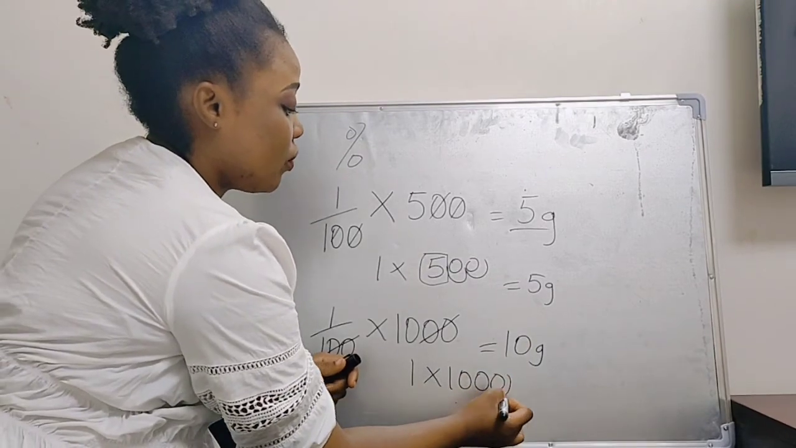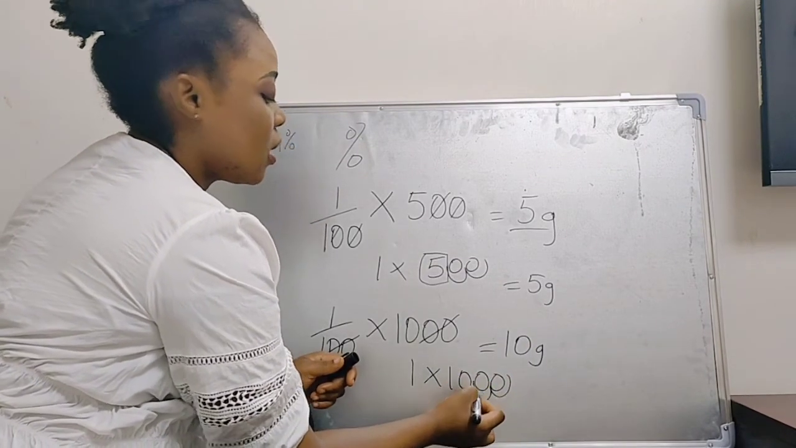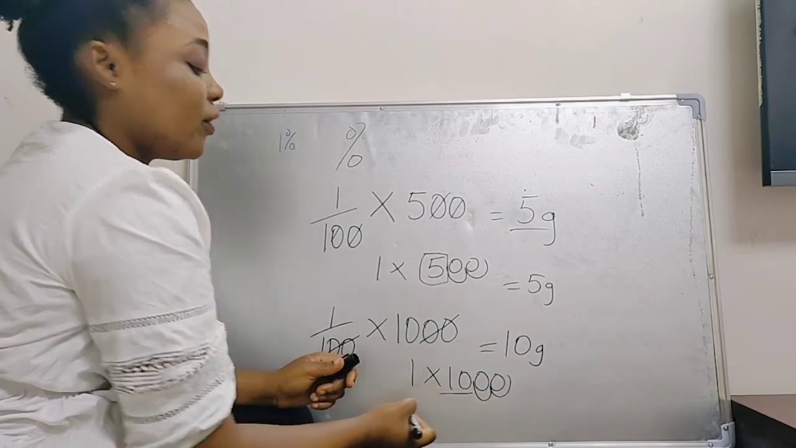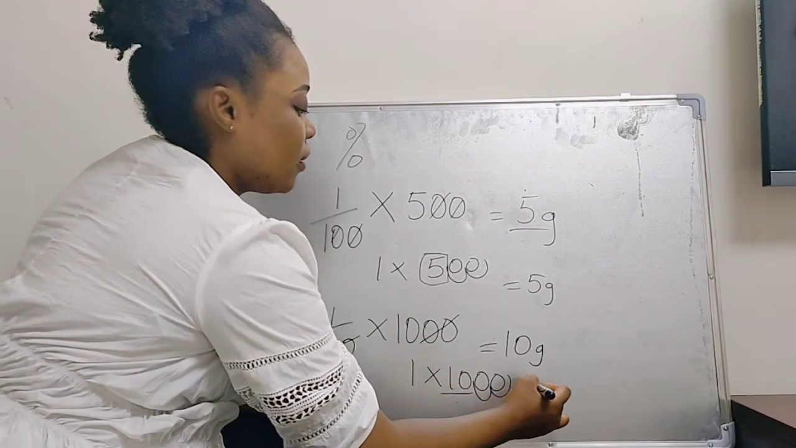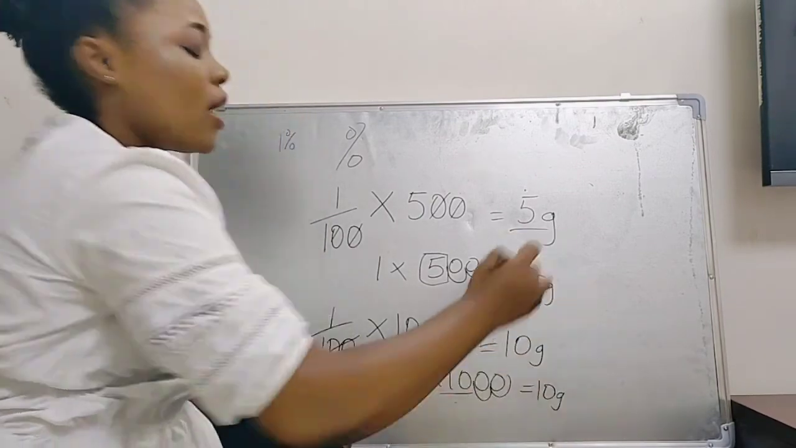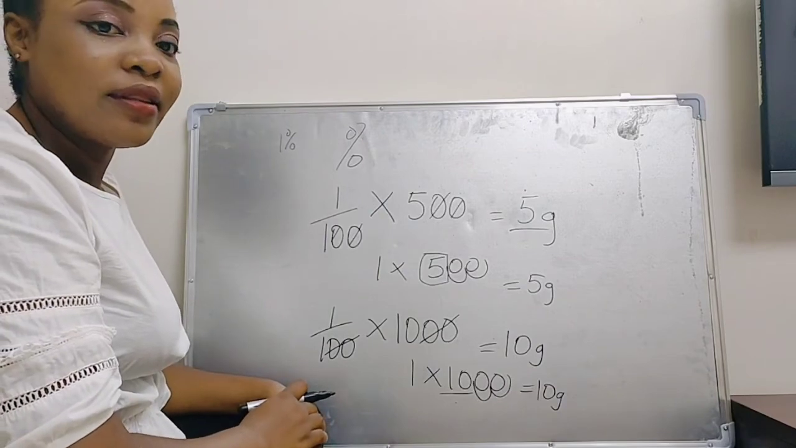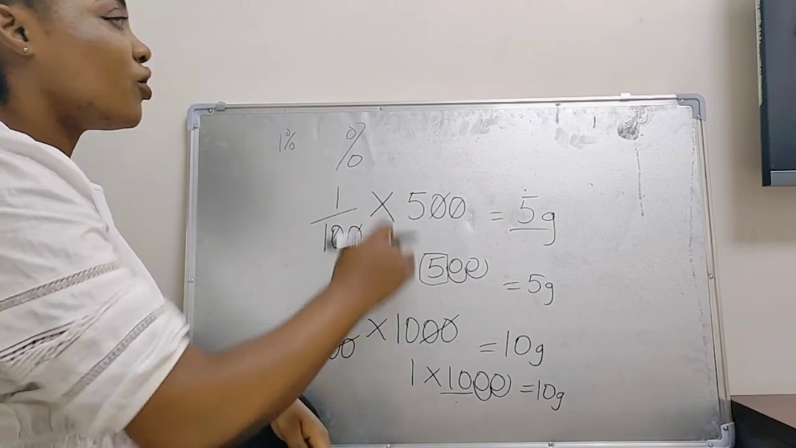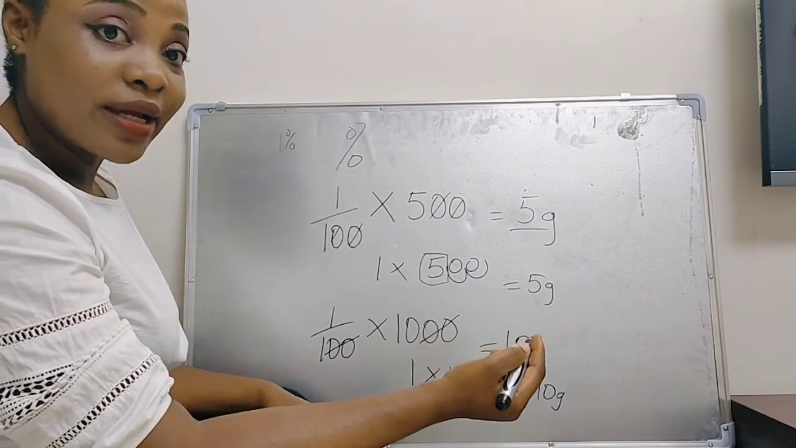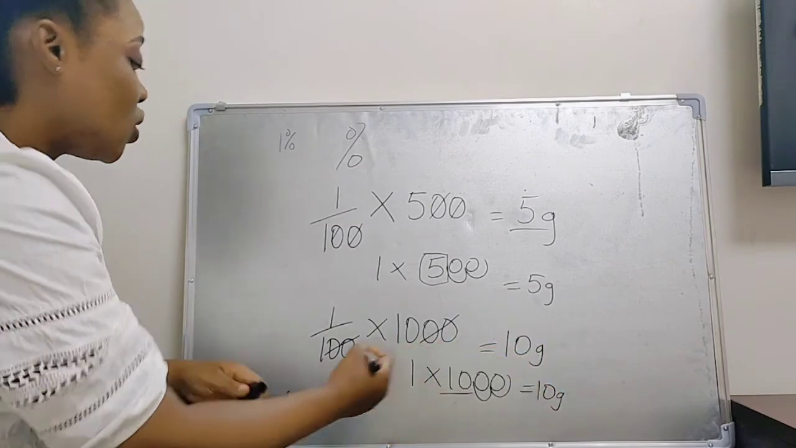If you want to use the other procedure, you simply say 1% of 1,000. So you come again like this. This is a percent. You are left with 10. 1 times 10 is equal to 10 grams. As easy as that.